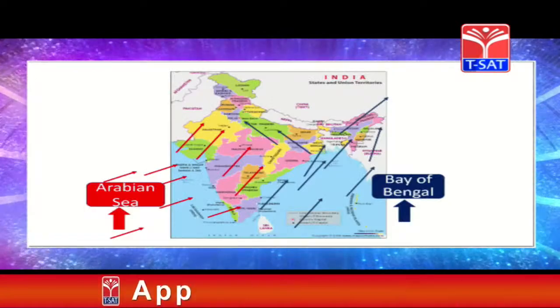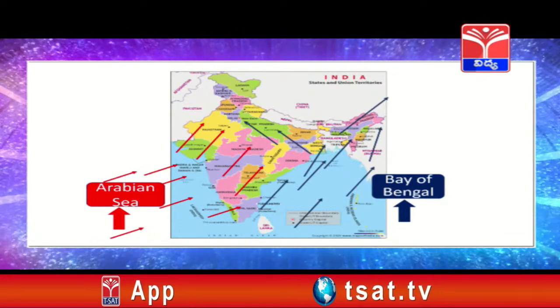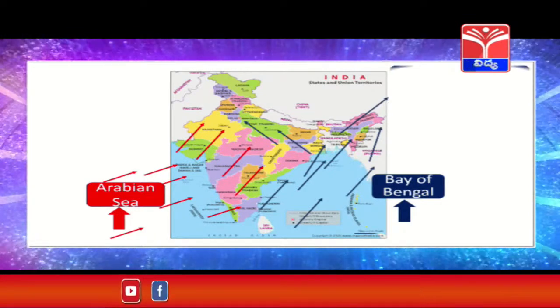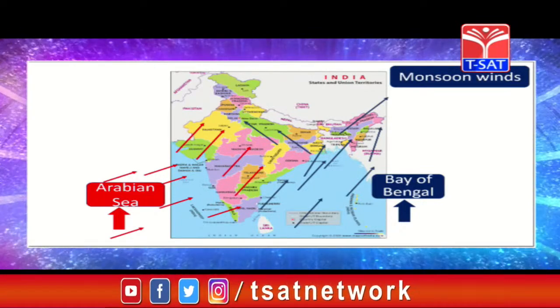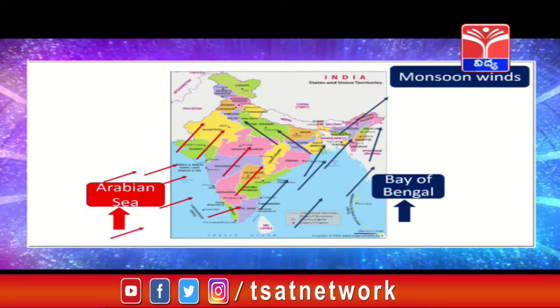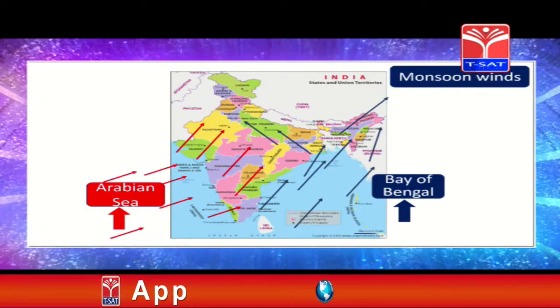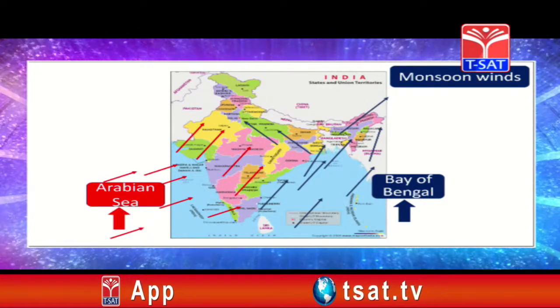There are some winds which blow from the Arabian Sea and the Bay of Bengal, and they play a very important role in the transportation of clouds. And these winds are called monsoon winds. The other name given to these monsoon winds is southwest winds, because these winds are blowing in that direction, so these winds are called southwest monsoon winds.